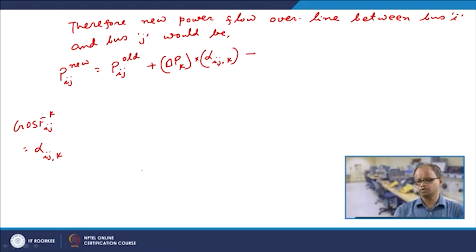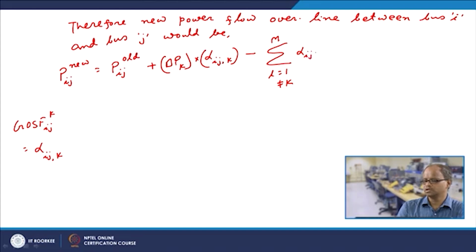We will explain why it is minus summation, let us say sum over L equal to 1 to m, L not equal to k, alpha ij L into gamma L into delta Pk. It is quite intimidating, but it is not. First things first, up to this point we have already explained.